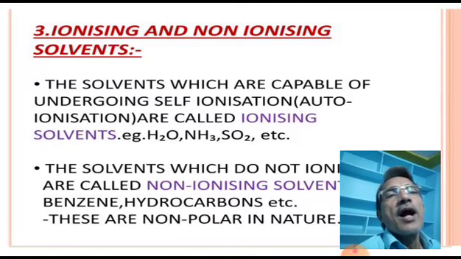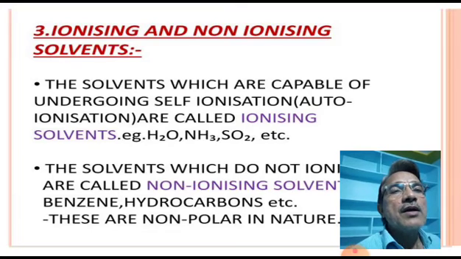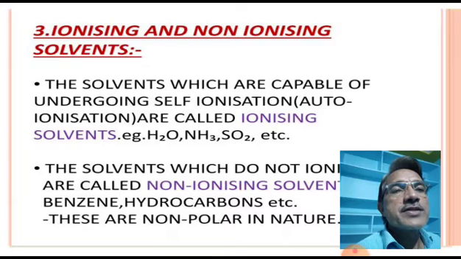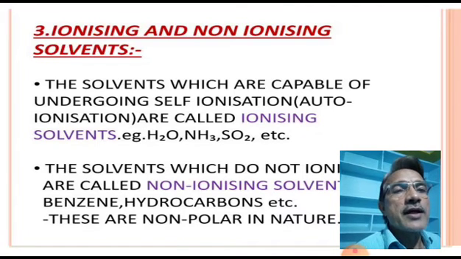Now, ionizing and non-ionizing solvents. What are called ionizing solvents and what are called non-ionizing solvents? The solvents which are capable of undergoing self-ionization or autoionization are called ionizing solvents. Example, water H2O, ammonia NH3, sulfur dioxide SO2, etc.